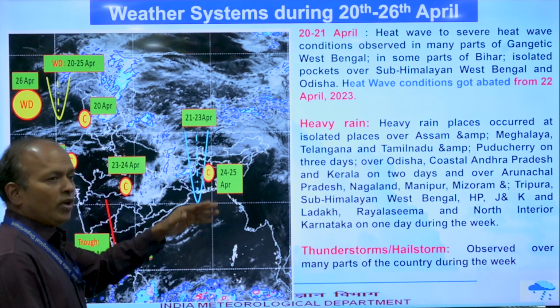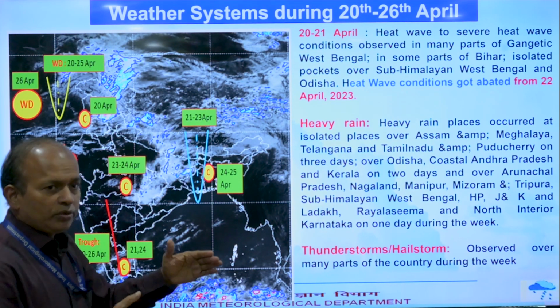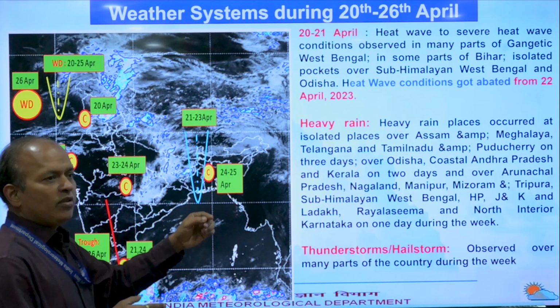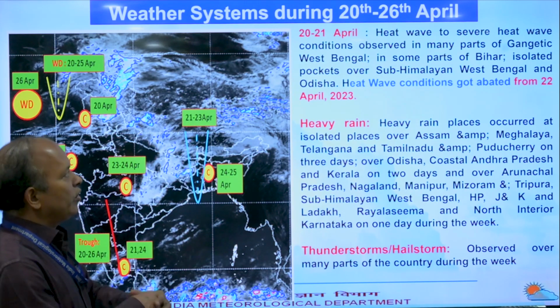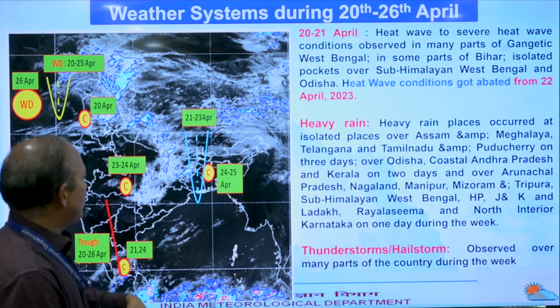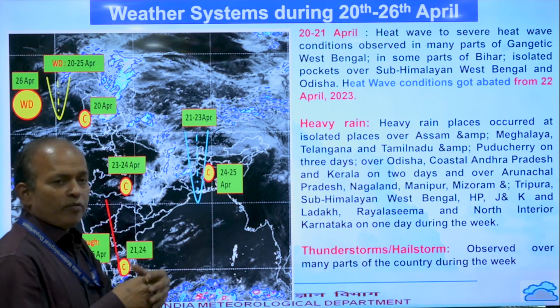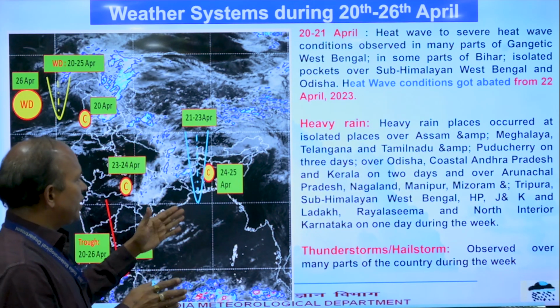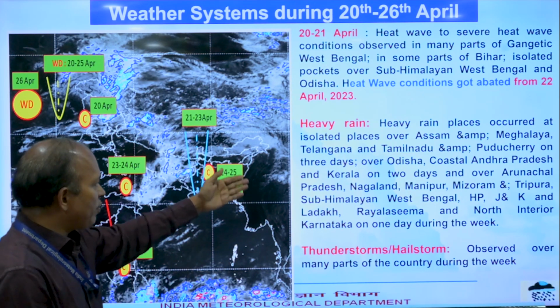So due to all these prevailing synoptic conditions, what happened this week is that initially for 1 or 2 days there was a heat wave over Sub-Himalayan West Bengal, Odisha, Bihar, in isolated regions. But due to the thunderstorm activity that started, it abated from 22nd April. After that there was no heat wave over any part of the country. But heavy rainfall also occurred.